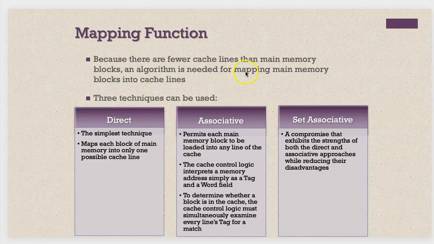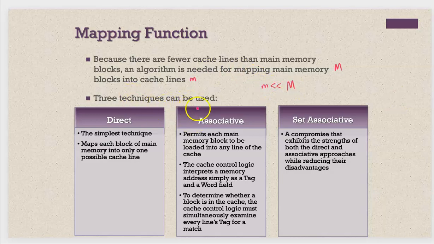So let's talk about the mapping function of the cache with the memory. Because there are fewer cache lines than the main memory blocks, an algorithm is needed for mapping main memory blocks into cache line. We have seen that the cache line is fewer than the main memory. Main memory was indicated by capital M, if you guys still remember. And then for the cache line, the total number of lines is m. m is considerably smaller than capital M.